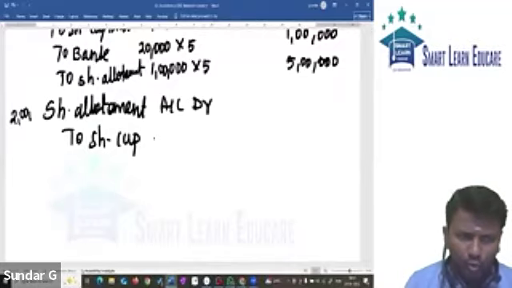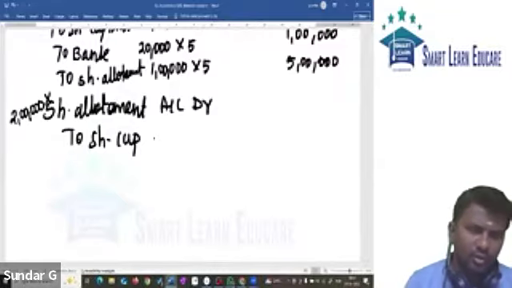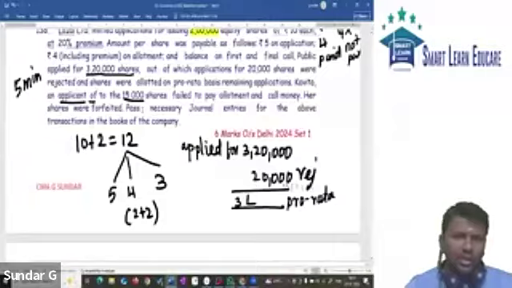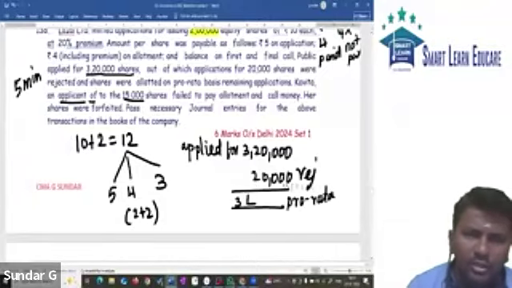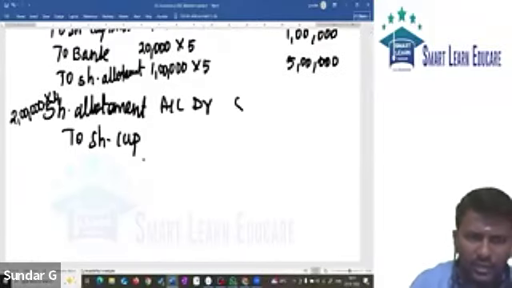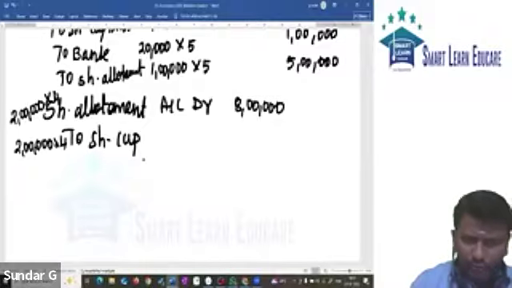How many shares should be taken? 2 lakh shares. 2 lakh shares into what rate? The amount in allotment should include premium. Including premium, how much amount is received? 4 rupees. 2 lakhs into 4 will give you 8 lakh. Also to share capital, you should write 2 lakhs into 4.